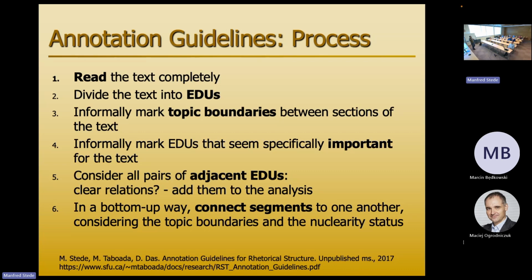In the end, the tree should reflect this, right? The relative prominence of the different units. And then the actual assignment of relation starts. First of all, we go one pass through the text left to right, look at all the adjacent elementary discourse units. Is there a clear connection between them? Like, although A, comma B is very clear a concession relation and nothing else. Then you'd add it to the analysis.